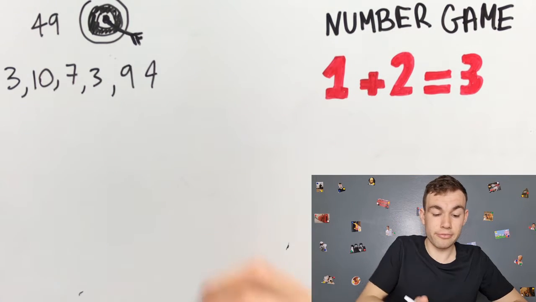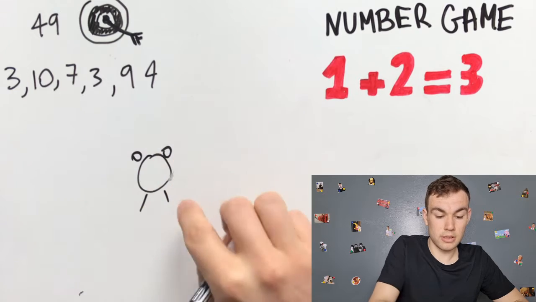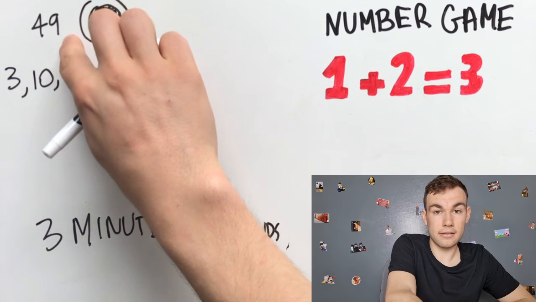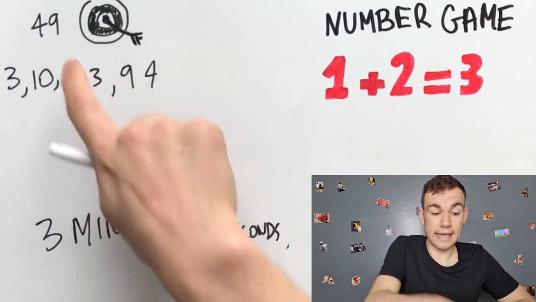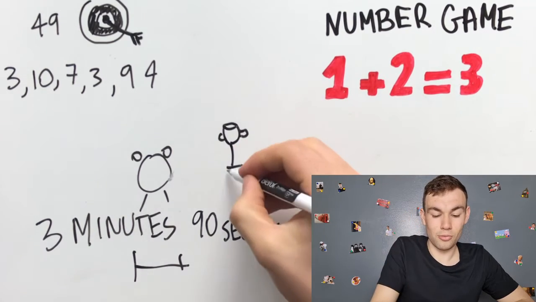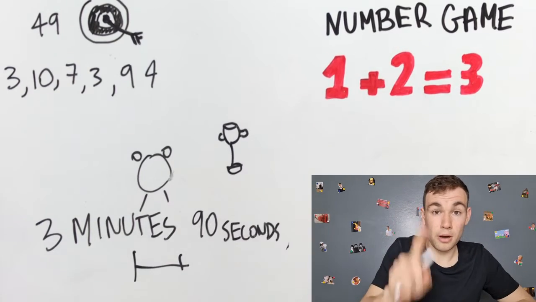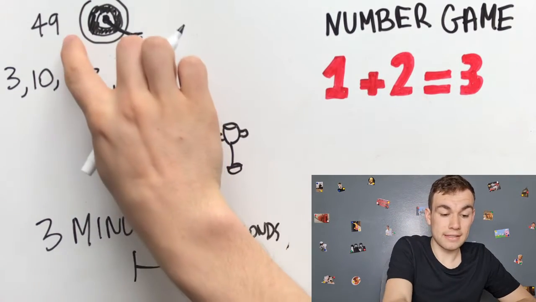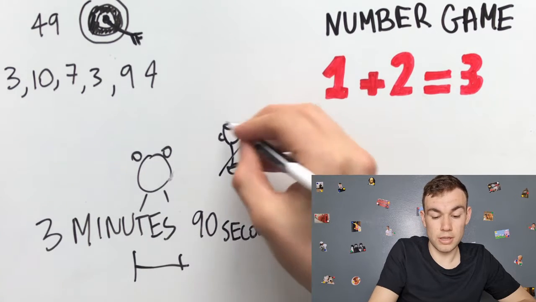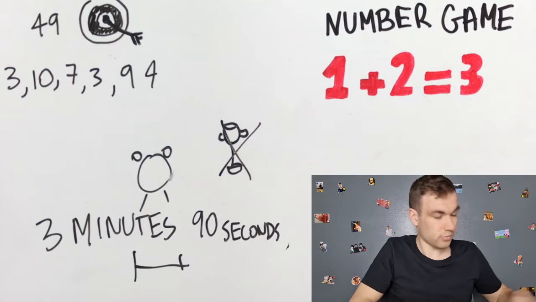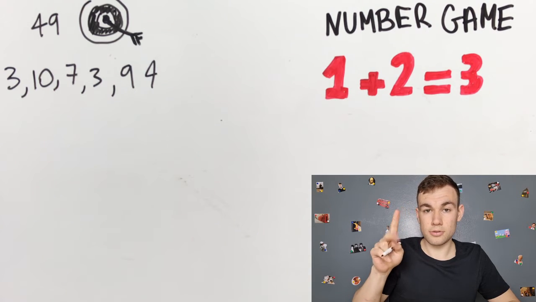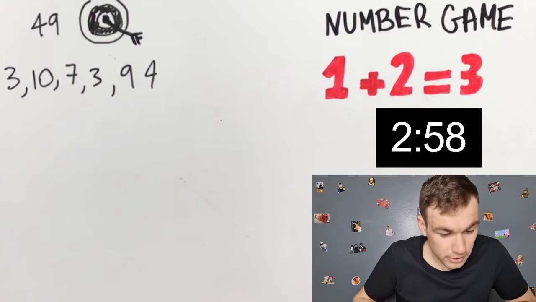And we also have a timer. We have 3 minutes to get this number. If we get this number, we win. But if we don't get this number within the time, we do not win, we lose. Okay? Ready? 3 minutes. 3, 2, 1. Let's go.